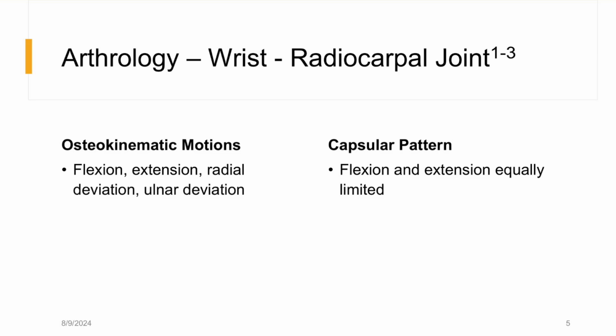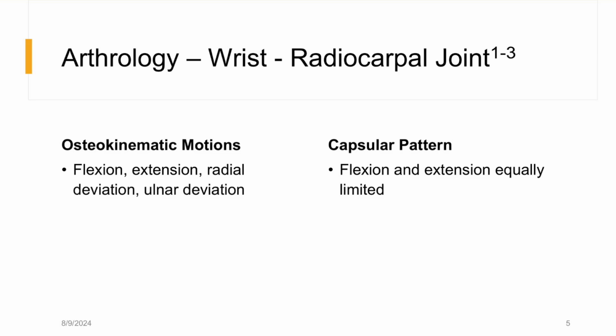Then we talk about osteokinematic motions and the capsular pattern of the radial carpal joint. So the osteokinematic motions we know are flexion, extension, radial deviation, and ulnar deviation at the radial carpal joint. Those are your cardinal plane movements. The capsular pattern is that flexion and extension are equally limited.